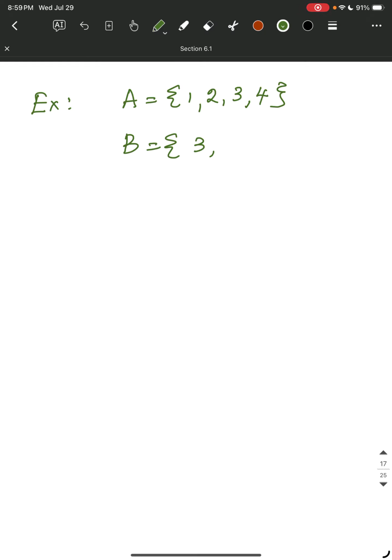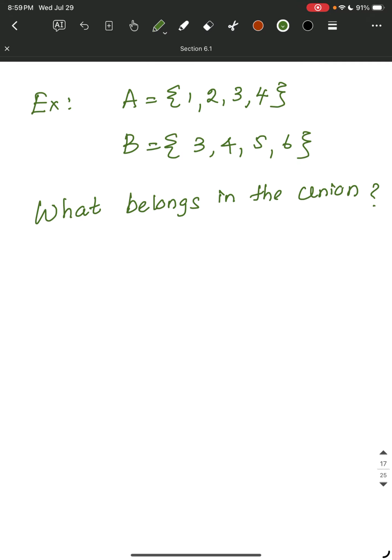Let's take an example. Set A is 1, 2, 3, 4. Set B is 3, 4, 5, 6. What belongs in the union? That means A union B, the elements in A or B or both. So 1, 2, 3, 4, 5, 6. Notice 3 and 4 appear only once. In set A we can see 3 and 4, in set B 3 and 4, but within the union set, we don't need that repetition. 1, 2, 3, 4, 5, 6 just appear only once.